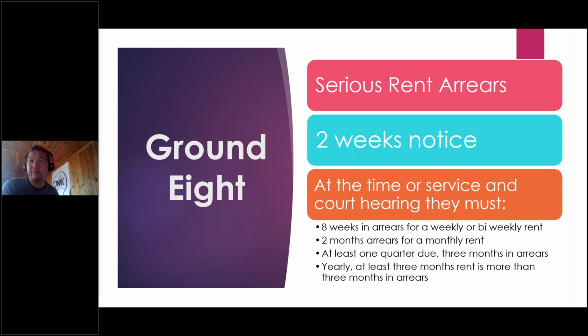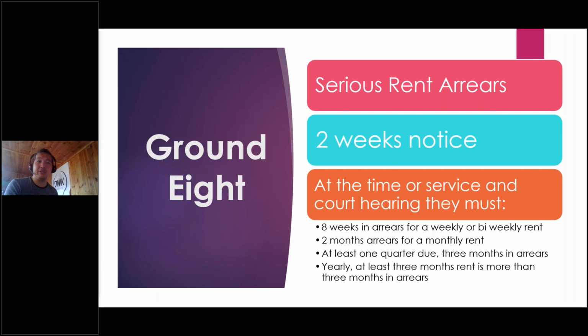So they are the first 8 grounds, or the first, including the subsections, the first 10 grounds which fall under mandatory possession. So long as you prove it, then the judge must give you possession. There is no discretion of the judge.